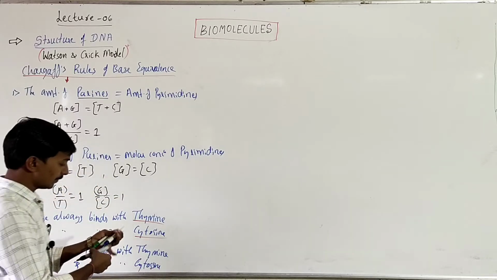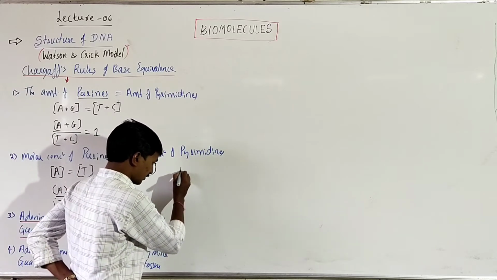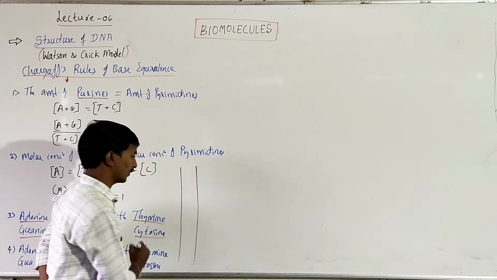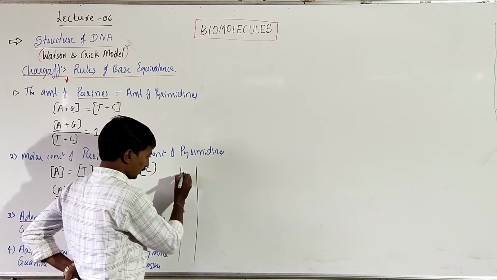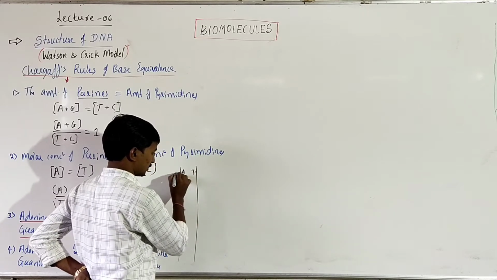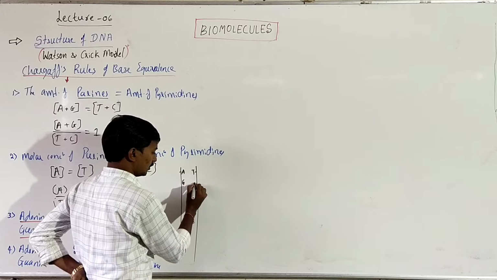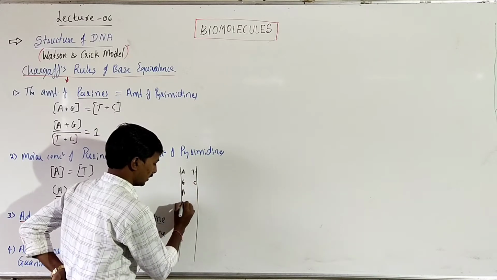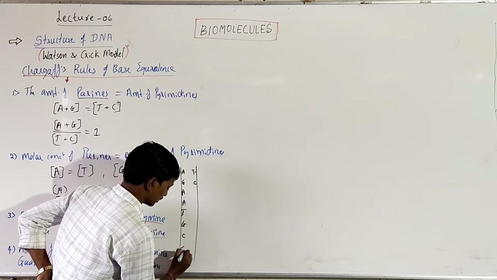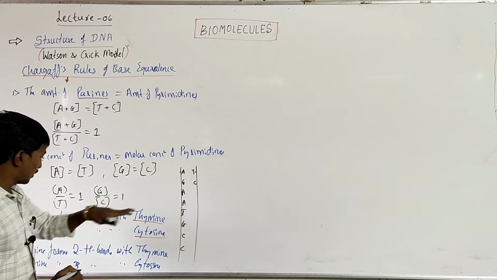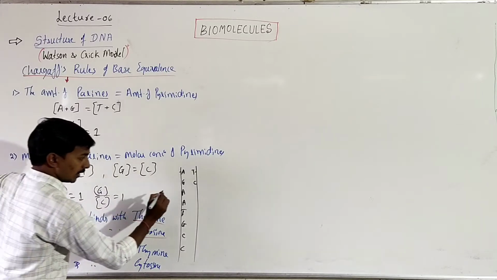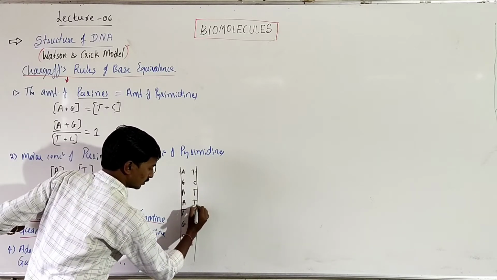For example, here, this is one strand of DNA, this is another strand of DNA. If we have adenine here, we have a thymine here attached at this point; we have guanine here, we have cytosine here. Similarly, adenine, thymine, guanine, cytosine. Here I said adenine always binds with thymine. So adenine binds with thymine.